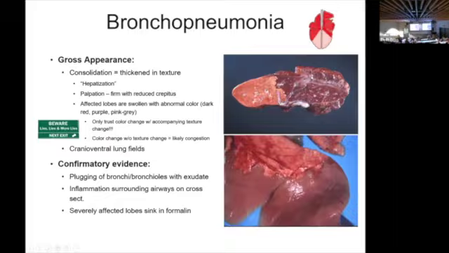More confirmatory evidence: on cross-section, a lot of times you can see inflammation surrounding the airways. You'll have a little bronchiole and then a rim of thickened white tissue around it, and that's bronchiolar exudate. And if the lung is severely infected and you've lost enough air, the lungs will sink. Pneumonia has to be super, super severe for the lungs to sink. I get excited when I see a lung sink, but we see a lot of pneumonia.